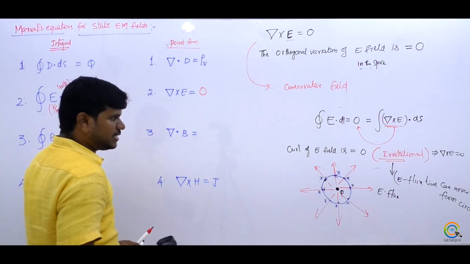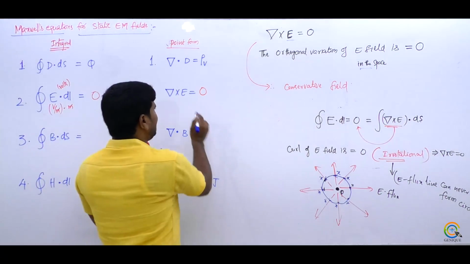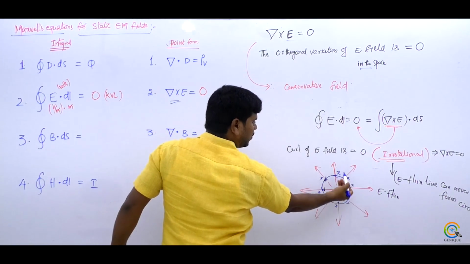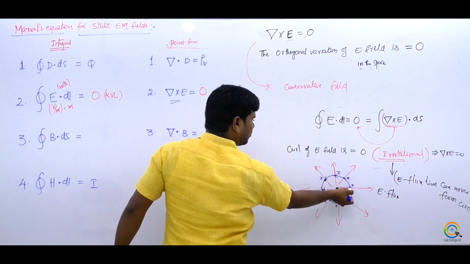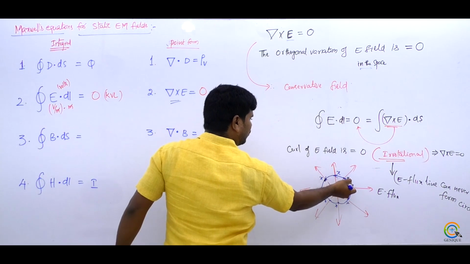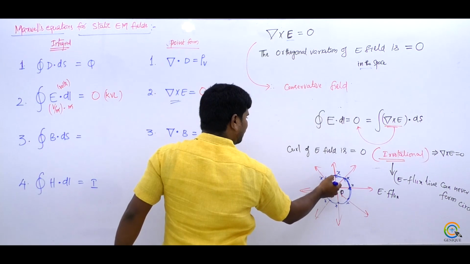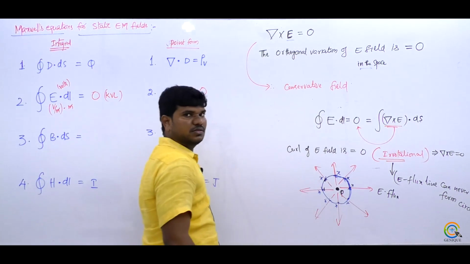So del cross E is equal to 0. What does del cross E mean? It is the perpendicular variation of the electric field. If you move orthogonal to this, the variation from one point to another point is 0.